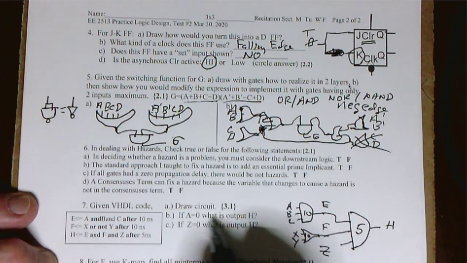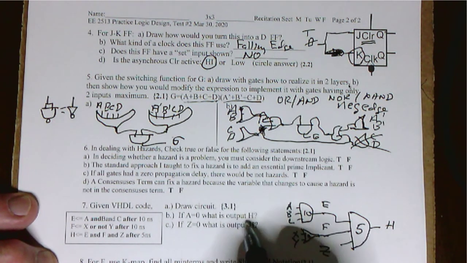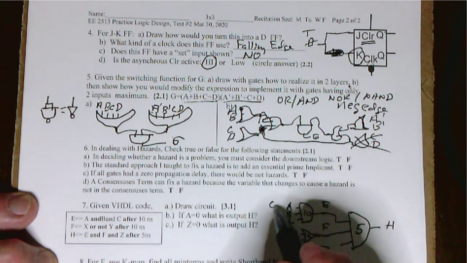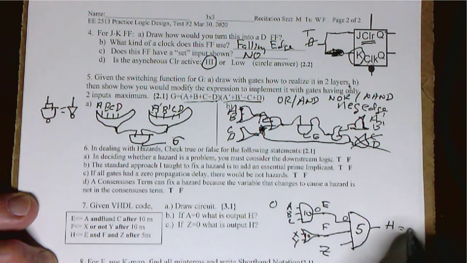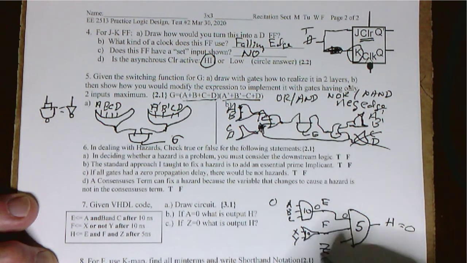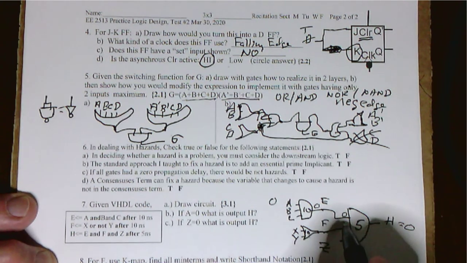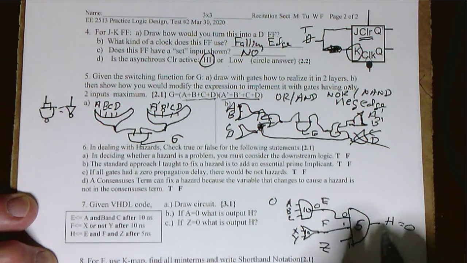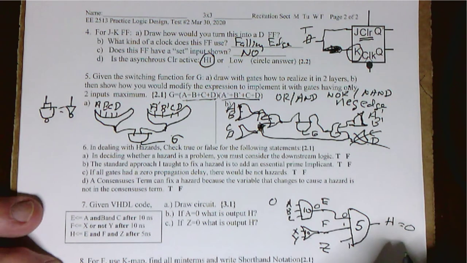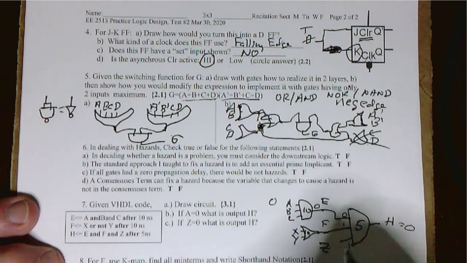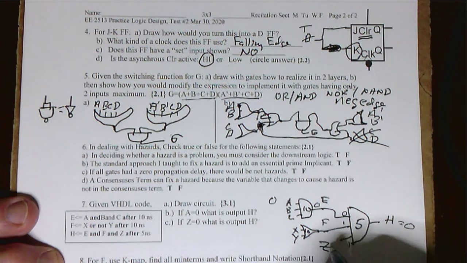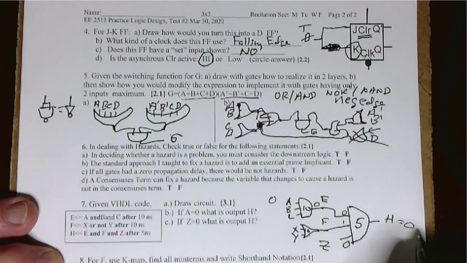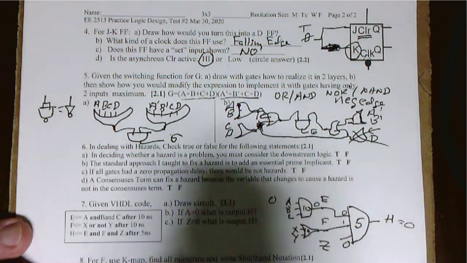Now, if A equals 0, what is the output H? So if A is a 0, this puts out a 0, and that's a 0, therefore H has to be 0. Doesn't matter what F is or Z. They can both be 1s, doesn't matter. You have 0, 1, 1, H is still a 0. If Z equals 0, what is the output H? Same thing. If Z is 0, then you have 0 in here. It doesn't matter what E and F are. H is 0.